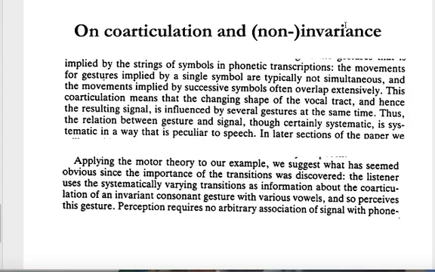The movements for gestures implied by a single symbol, remember where the symbol here is something like an IPA transcription, so P, are typically not simultaneous, and the movements implied by successive symbols often overlap extensively. This coarticulation means that the changing shape of the vocal tract, and hence the resulting signal, is influenced by several gestures at the same time. That's basically their statement of what coarticulation is, which we've gone over several times.